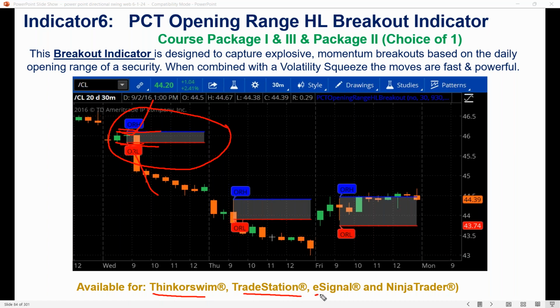So Thinkorswim, TradeStation, eSignal, NinjaTrader.